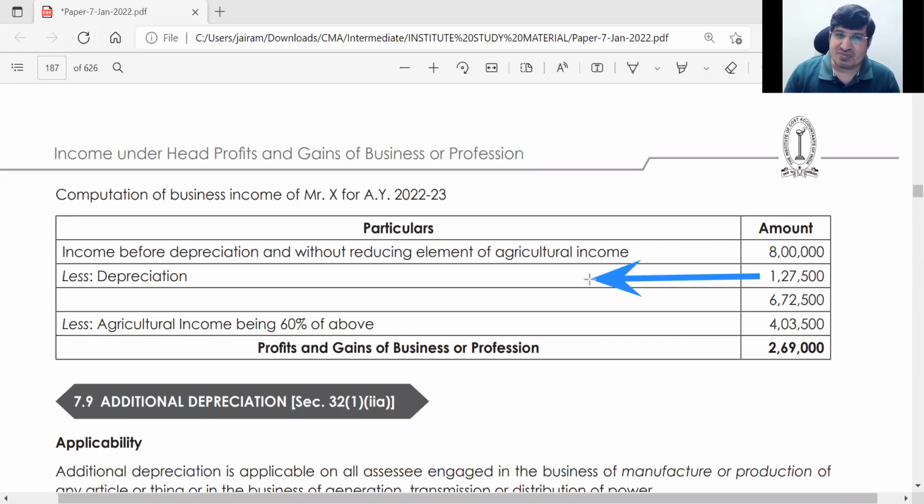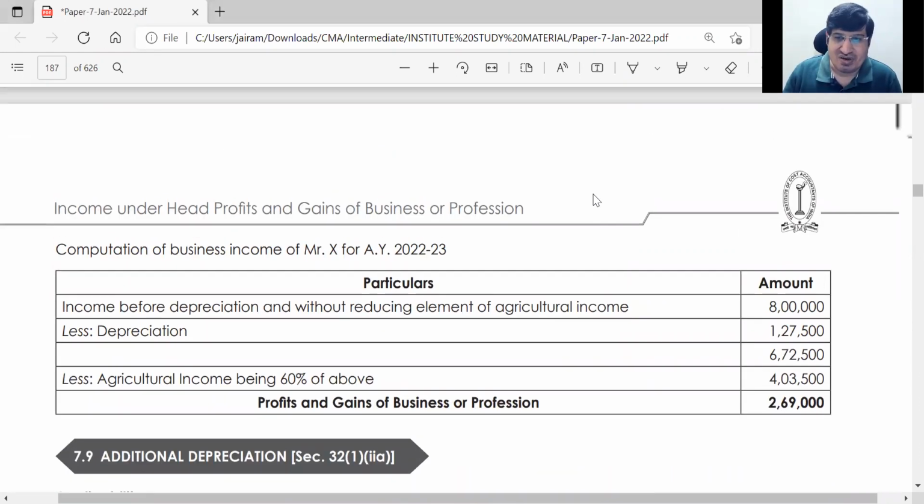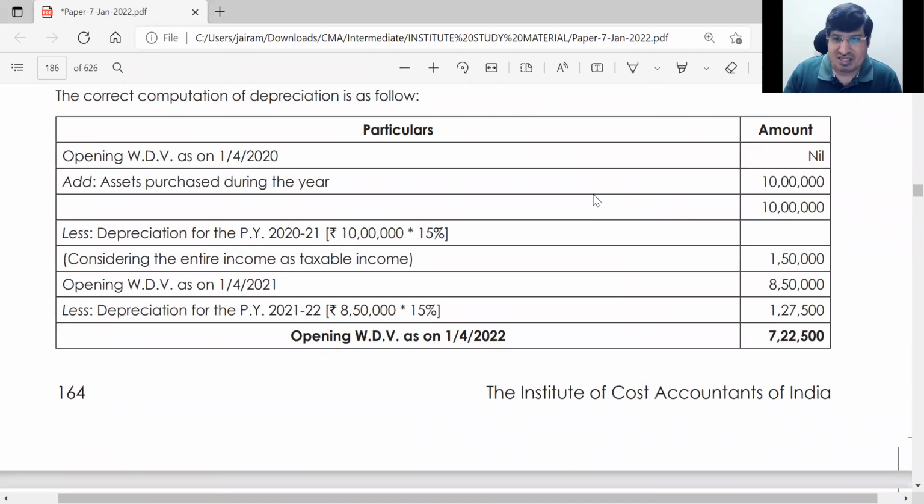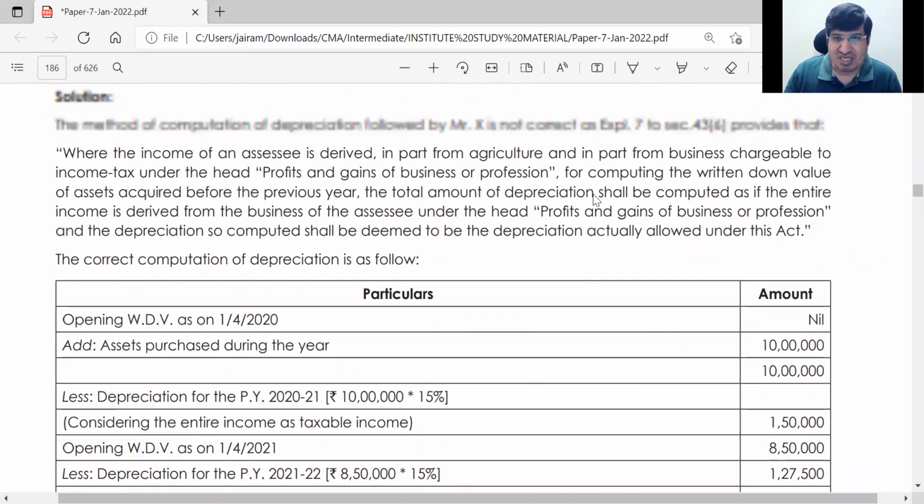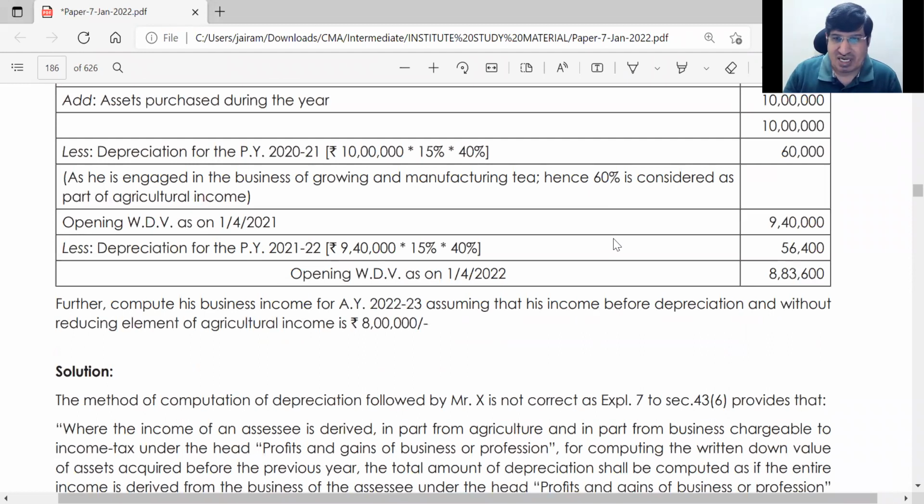Sir, 5,000? Huh? Sorry. 51,000. 51,000. And how much came here in the previous one? See, in the second year he got 56,400. Okay, there is a difference in both.